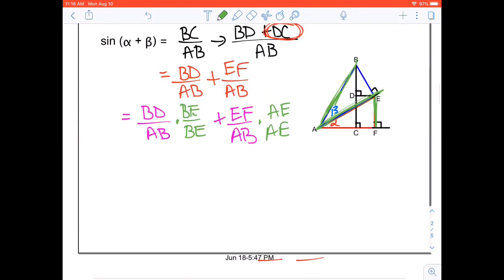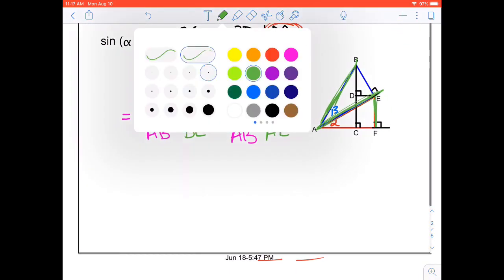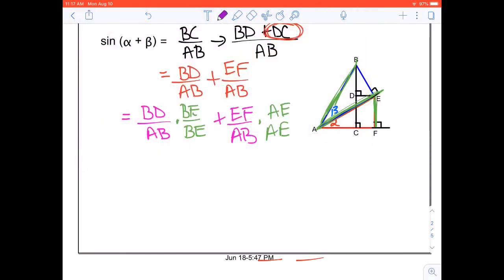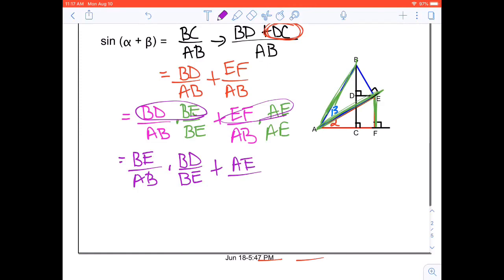Okay, so what are we going to do next? Multiplication is commutative. So I am going to flip-flop those two segments. I have BE over AB times BD over BE plus, again, commutative property of multiplication, AE over AB times EF over AE. And if you're wondering where are we going with this, here we are. We're almost at our formula. We really are. All right, so let's do some highlighting.